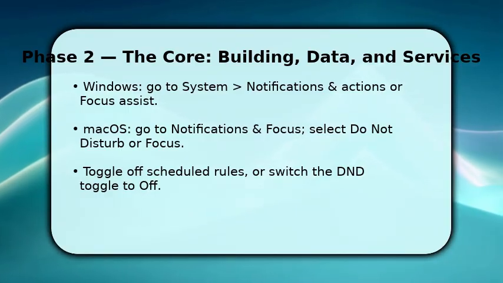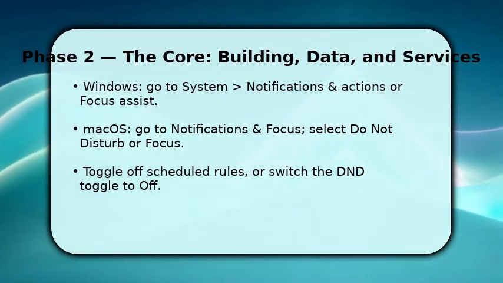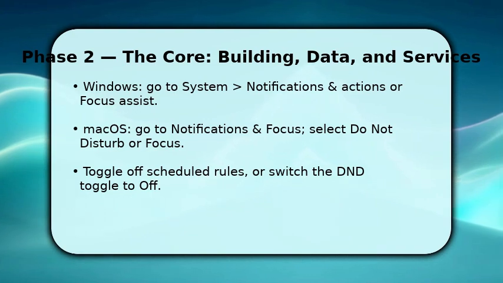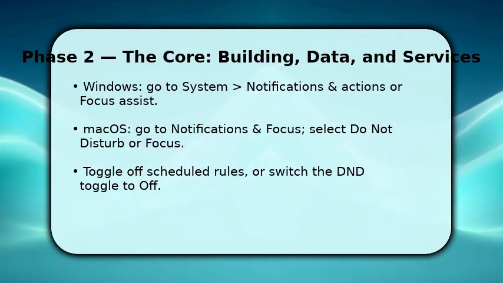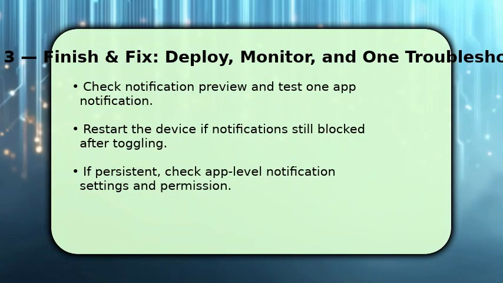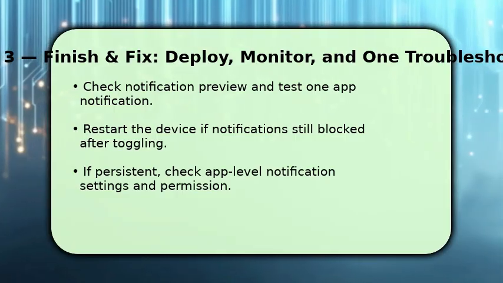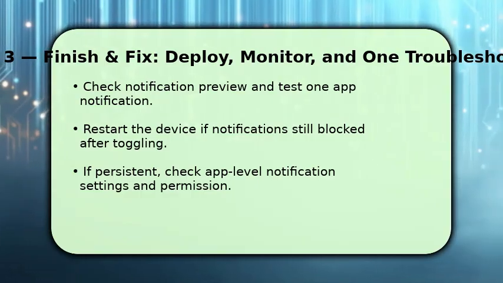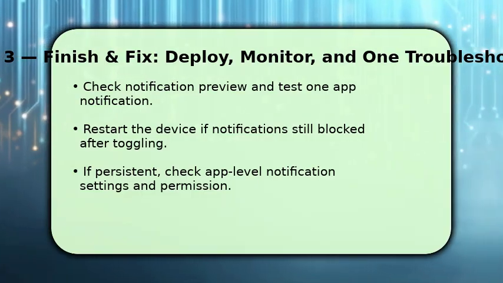Do this because scheduled or rule-based DND often reactivates itself. Clearing schedules prevents re-enabling. After toggling off, confirm you can see normal notification badges and sounds again. To finish, verify changes by sending a test notification or opening an app that normally notifies you. This confirms Do Not Disturb is truly off.